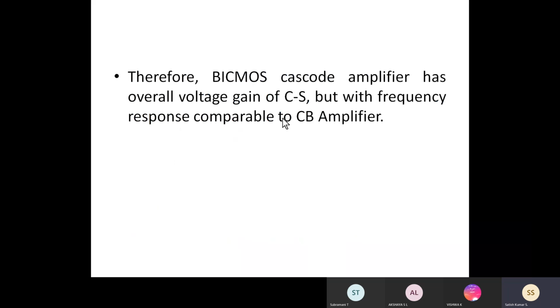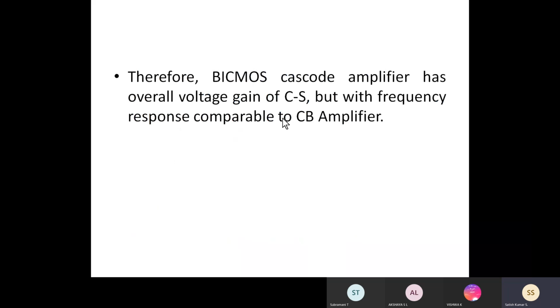Generally, the common source also increases the voltage gain. In the common base, the current gain is only unity, but the voltage gain increases. So the overall voltage gain increases, and the frequency response is compatible with your common base amplifier. This kind of amplifier might be used for high output impedance, and wherever you want to increase the voltage gain to a very high value, you might choose this kind of combination.